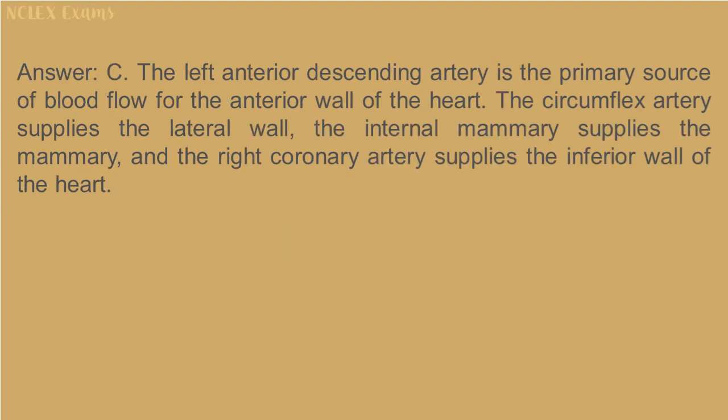Answer: C. The left anterior descending artery is the primary source of blood flow for the anterior wall of the heart. The circumflex artery supplies the lateral wall, the internal mammary supplies the mammary, and the right coronary artery supplies the inferior wall of the heart.